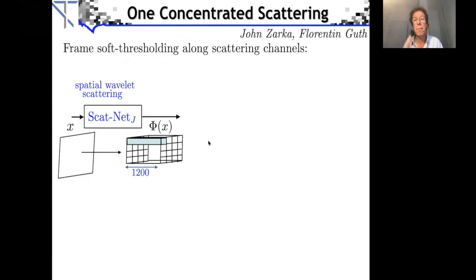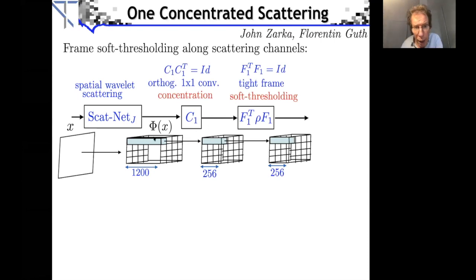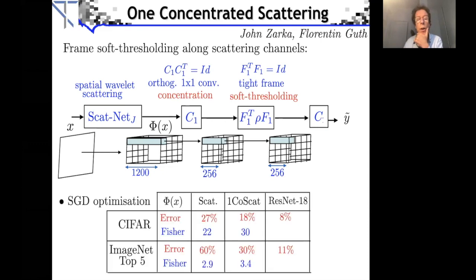So the immediate idea, and that's again the work of John Zarka and Florentin, is to say, okay, we applied this network, but there's still too much variability. So what you can do is to reduce this variability by applying a tight frame contraction along the channels. So first I'm going to apply a concentration operator, which is orthogonal, which is going to reduce the number of channels. And then I'm going to apply a tight frame thresholding, as it was developed by Donoho and Johnstone, to reduce variability. And finally, a classification. Okay, what does it give if you now learn all these orthogonal operators?